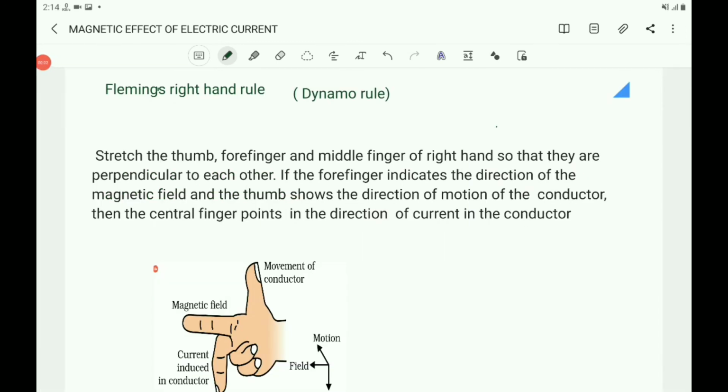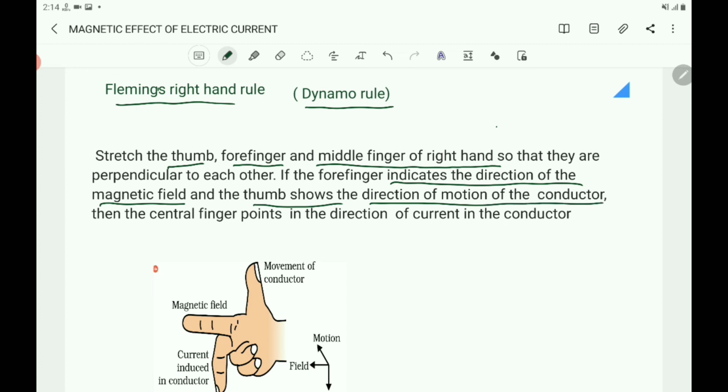Children, next you write Fleming's right hand rule, which is also called the dynamo rule. Write that stretch the thumb, forefinger and middle finger of the right hand so that they are perpendicular to each other. If the forefinger indicates the direction of the magnetic field, the thumb shows the direction of the motion of the conductor, then the central finger points in the direction of current in the conductor.